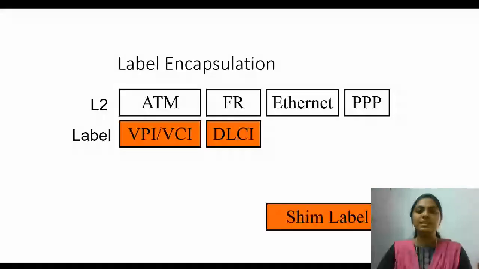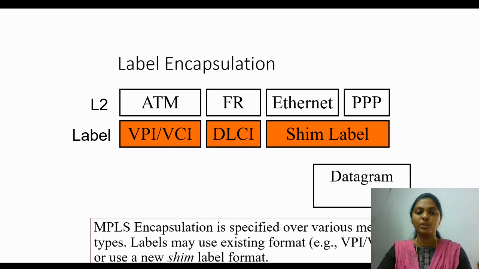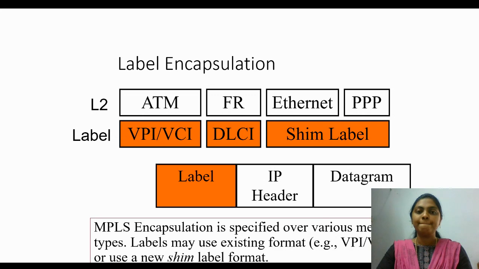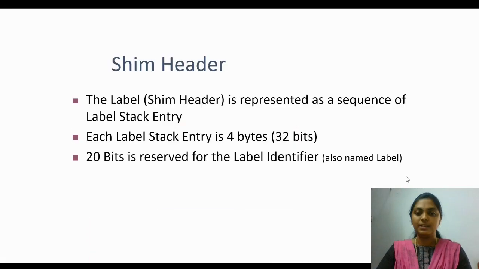These are the labels of all the other data link layer protocols. Yes, the data link layer protocols are there and their labels are there. Along with that, the shim label can be inserted and then forwarded. It has been inserted between the L2 header and the L3 header.